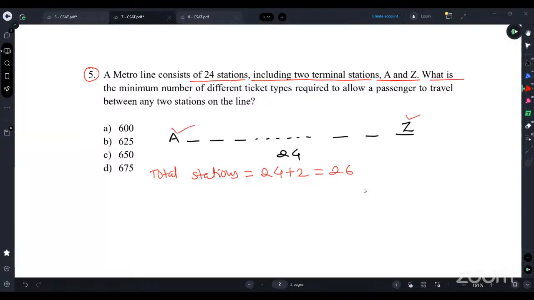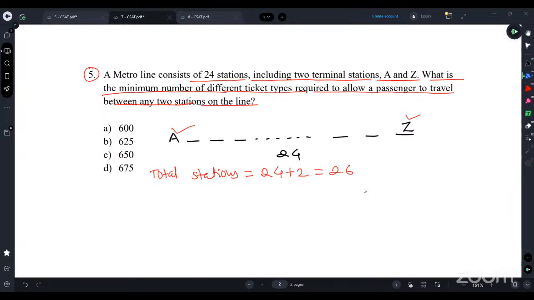Then what is the minimum number of different ticket types required to allow a passenger to travel between any two stations on the line? So we have to calculate what should be the minimum number of tickets that has to be printed, or that has to be formed, so that it will allow a passenger to travel from any station to any station. So what does it mean?